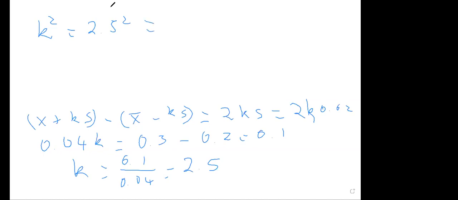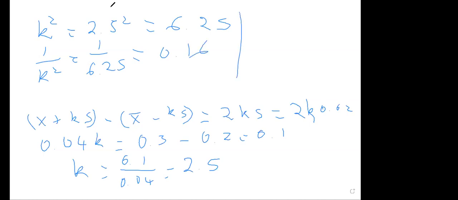And 2.5 squared is 6.25. And 1 over k squared is 1 over 6.25, which is equal to 0.16. Remember that the minimum proportion of values within k standard deviations is 1 minus 1 over k squared, which is 1 minus 0.16, which is 0.84.